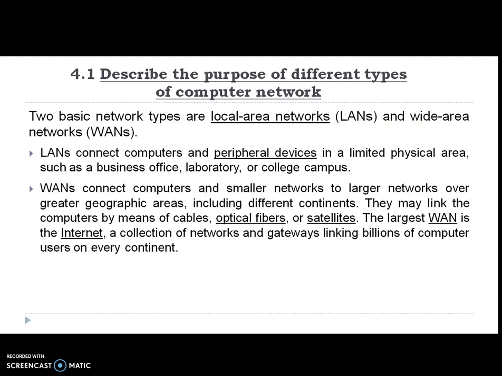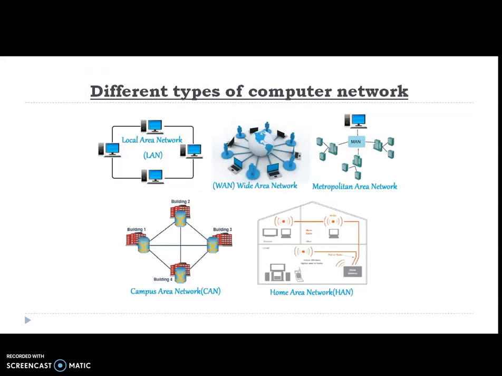Describe the purpose of different types of computer network. Two basic network types are local area networks and wide area networks. LANs connect computers and peripheral devices in a limited physical area, such as a business office, laboratory, or college campus. WANs connect computers and smaller networks to larger networks over greater geographic areas, including different continents. Different types of computer network.